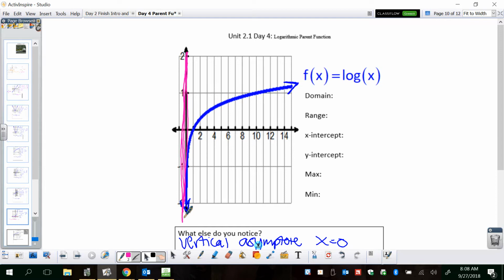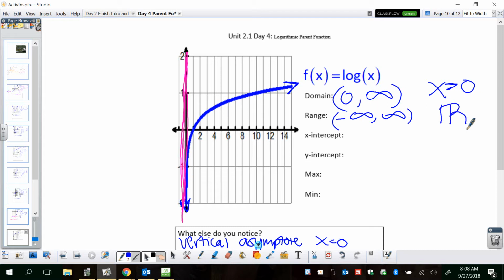Okay? So what's my domain here? Does it ever go past 0? No, so it's 0 to infinity, but with parentheses, because there is no point at 0. So this is just x is greater than 0. What about my range? Does it go up and down forever? Yeah. So my range is all real numbers. Negative infinity to infinity are all real numbers.